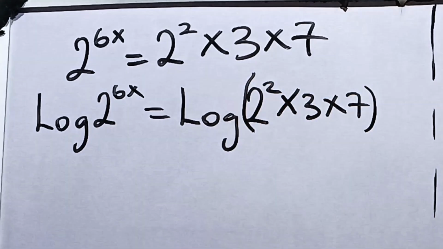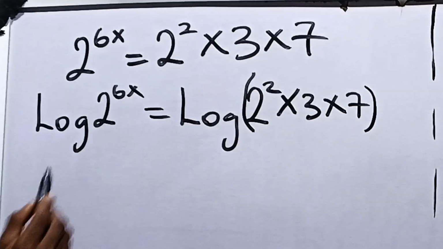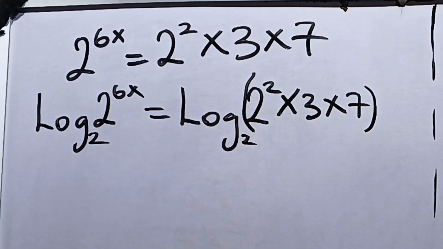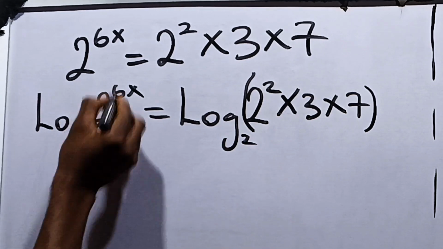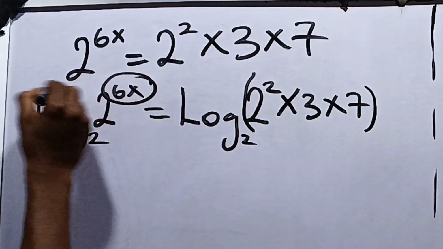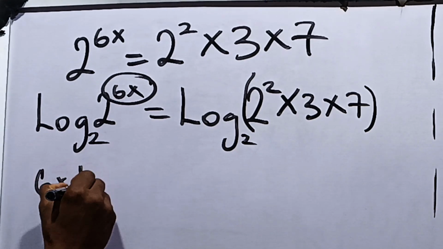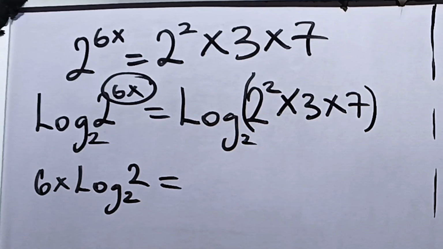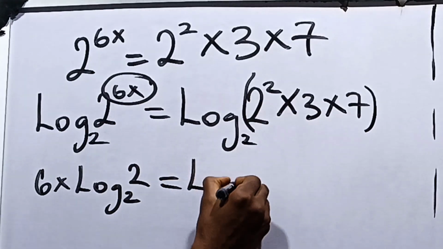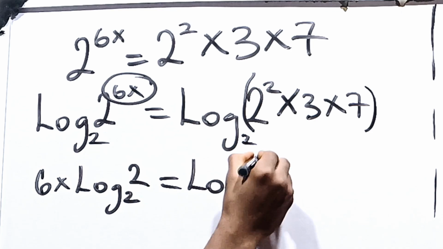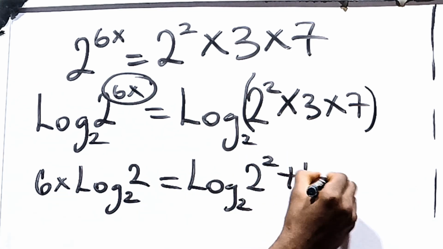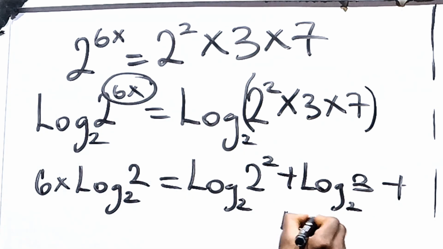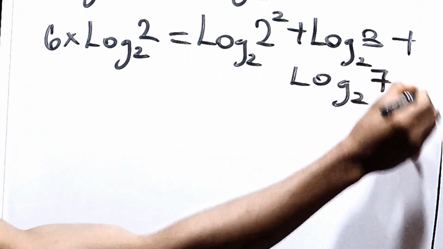Now when you are taking the logarithm, you take the logarithm in the base of the number carrying x. So the number carrying this x is 2. So we take the logarithm in base 2 of both sides. Taking the logarithm in base 2, when we have this, you multiply the power with the log. So we have 6x multiplied by logarithm of 2 to base 2 to be equal to, when you have multiplication, you replace with plus. So we have logarithm in base 2 of the first number, which is 2 squared, plus logarithm in the same base 2 of 3 plus logarithm in base 2 of 7.